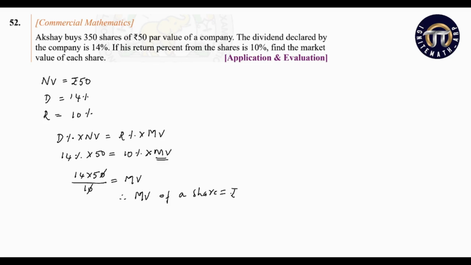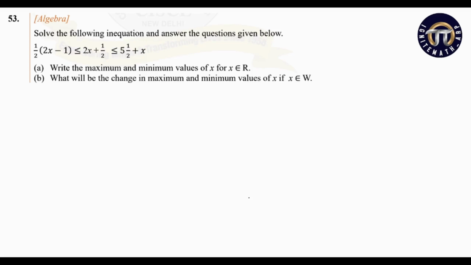14 into 5 is 70. So rupees 70 is the right answer. Children, whenever it is a subjective type of question, the steps are also very important. So don't skip the steps which carry marks. Clear, children? Yeah. So now let's move to the next question.